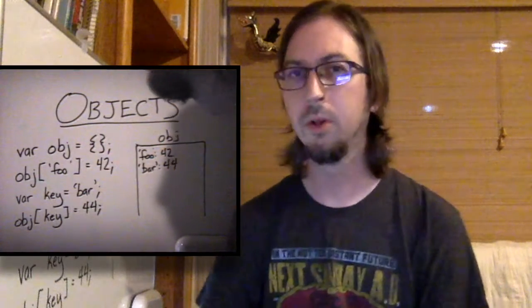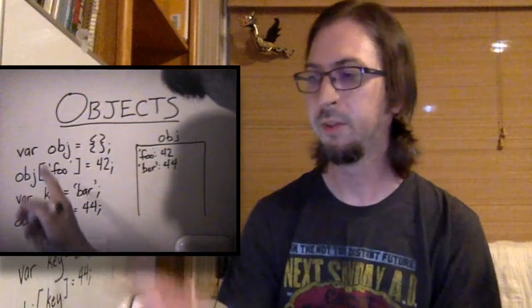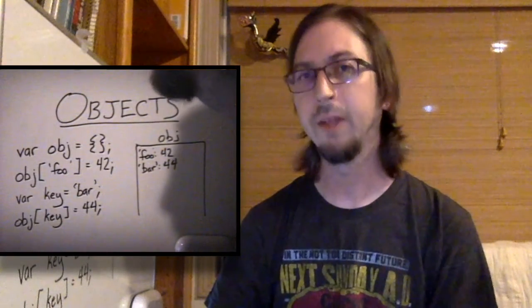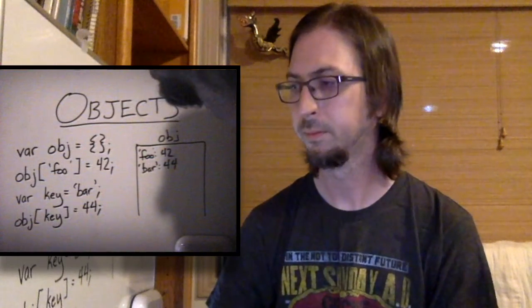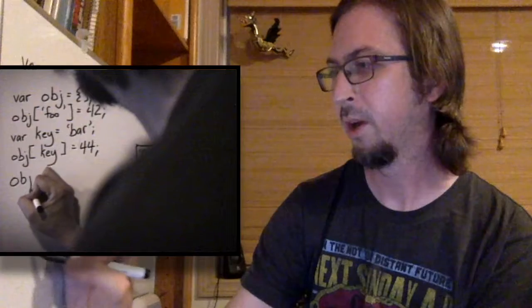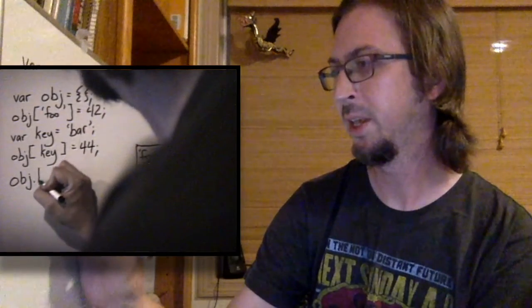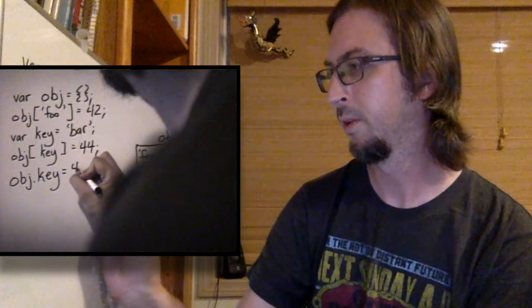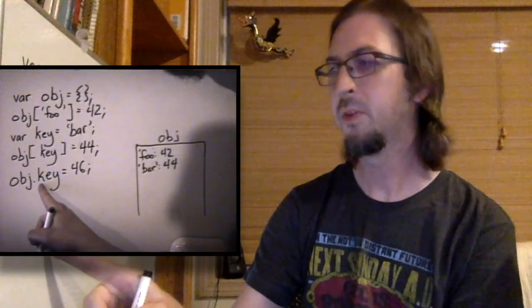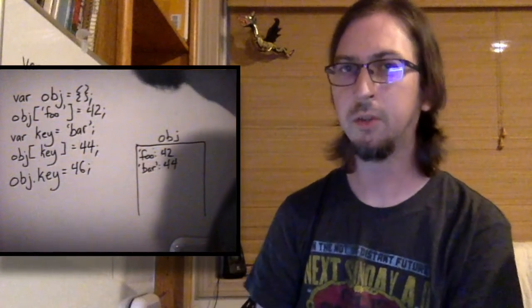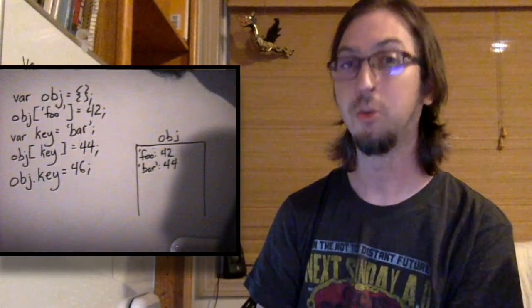Now, it's important to know that there's another very common syntax used to access properties in objects, and that's the dot operator. If we write object dot key, and to set the value like this, even though key is written without quotations around it, it's still interpreted as a string literal.